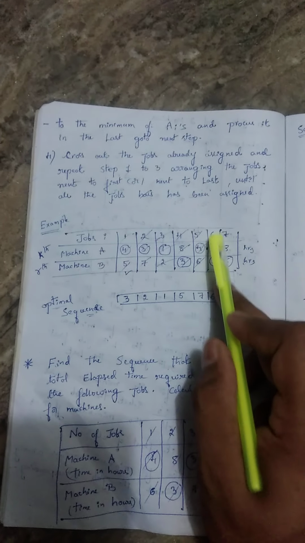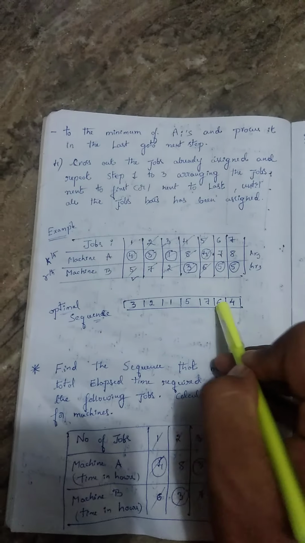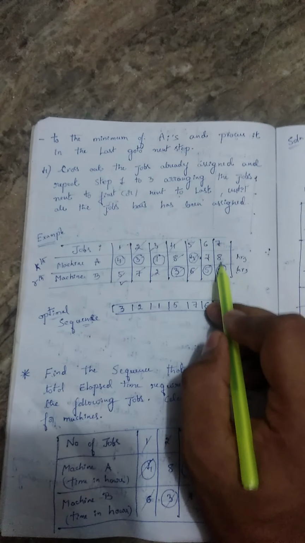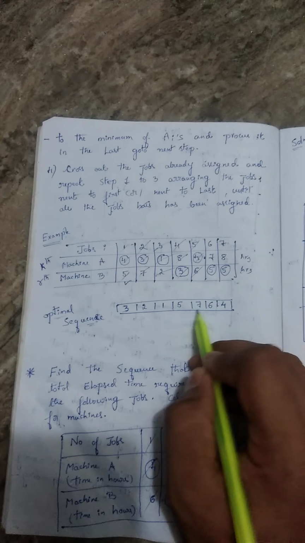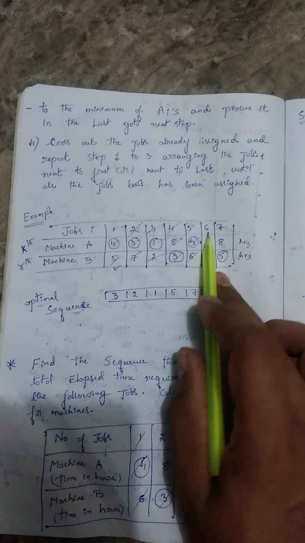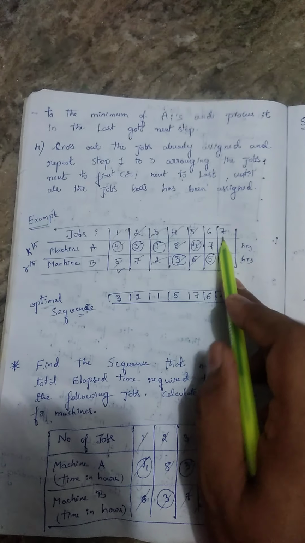That means 7 belongs to the 6th job. The 6th job you are placing last. Next, the 7th job is placed after that. Because as per the condition, we identify the minimum of AIs and place the job in the last box. After that, go to the next step. The same we are following. We place the 6th job in the last case, and next we go to the next step, placing the 7th job.